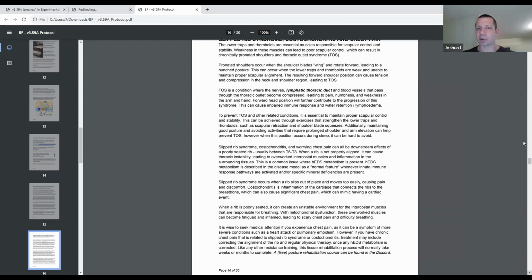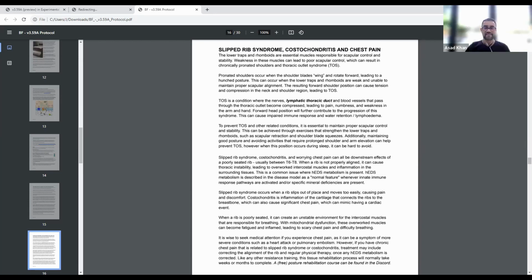Slip rib syndrome. Okay, so that. Costochondritis. Yeah. Chest pain. That's 100%. So yeah, with the collagen synthesis disorder, it's very easy to get a rib popping out, and then you end up with it stabbing into the sternum and costochondritis type pain.